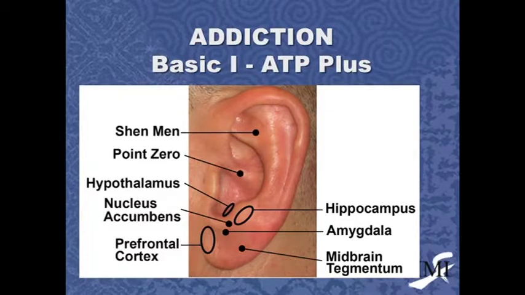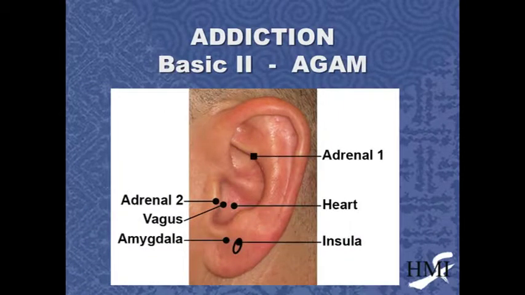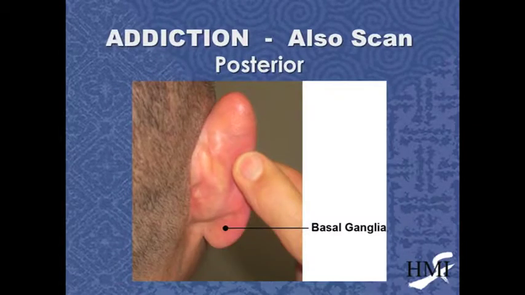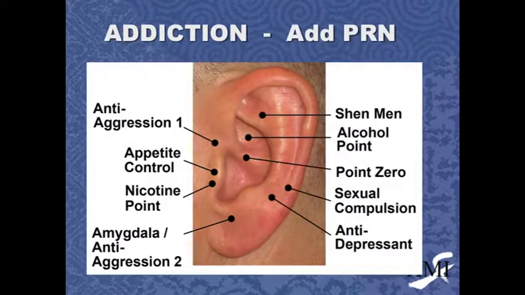Addiction is a repetition of the same concept. Addiction, basic 1 is ATP plus midbrain tegmentum and nucleus accumbens. Basic 1. Addiction, basic 2, we add adrenal to AGAM. So that gives you one or the other. See what happens. And you will definitely want to scan your basal ganglia on the posterior aspect of the lobe, and according to what the addiction problem is that you're addressing, you have a collection of points that you can scan and add depending upon what it is.